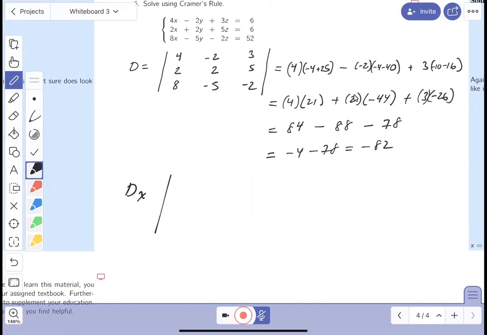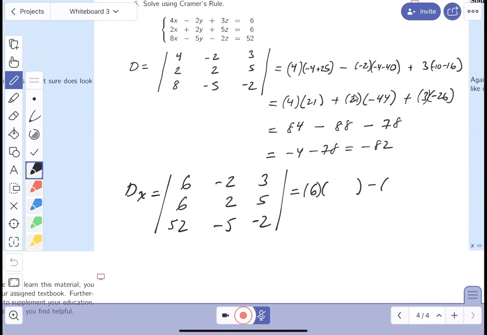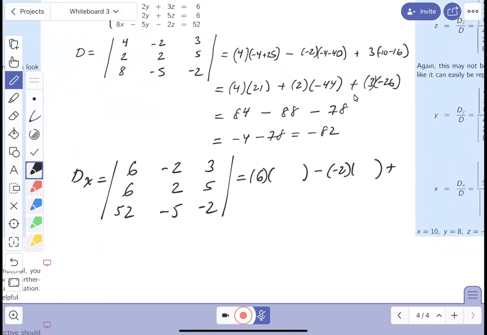Now, what goes in a column of the X's would be the constants, which would be 6, 6, 52. And what goes in the Y's? The coefficient on the Y's. That's the second column. What goes in the Z's? 3, 5, minus 2. And I know it's annoying, but I want to go through it with you. 6 times something. I'll put that in parentheses. Minus 2 times something. Plus 3 times something. Oh, well, I got to do that work now, don't I?